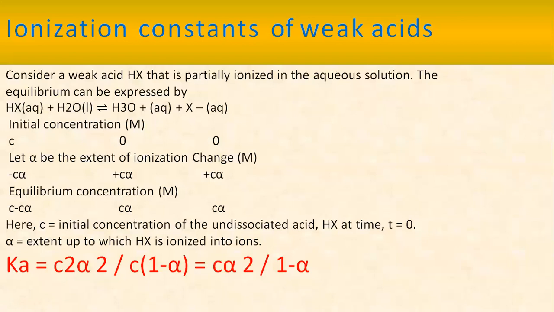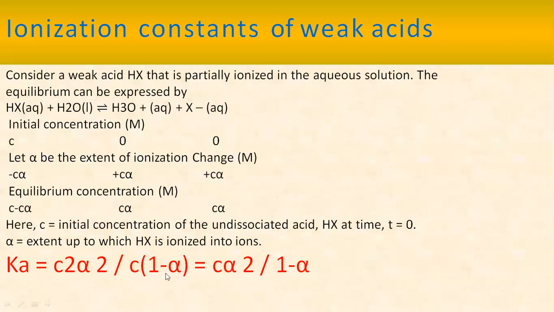We have learned that if you want to find the constant, the formula is K equals product upon reactant. So for the concentration of acid, Ka is equal to C alpha times C alpha, that is C squared alpha squared, because we have similar entities here, upon C minus C alpha. Why C minus C alpha? Because C and C alpha is common, so we take C out of the bracket: C into 1 minus alpha.